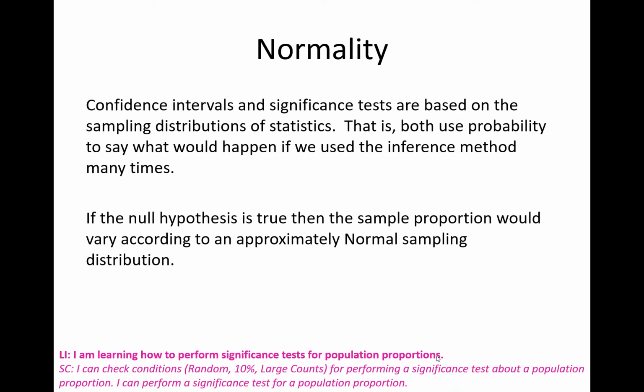Anyways, both use probability to say what would happen if we use the inference method many times. So both confidence intervals and significance tests are based on doing something many, many times. If the null hypothesis is true, then the sample proportion, since we're working with sample proportions right now, would vary according to an approximately normal sampling distribution. It's just kind of a background thing.